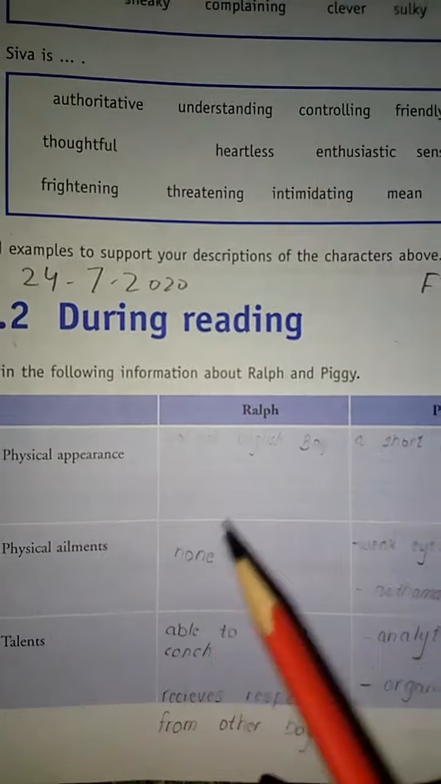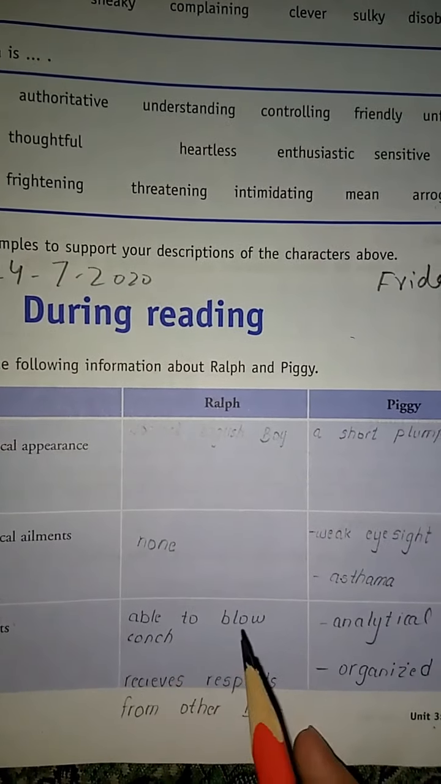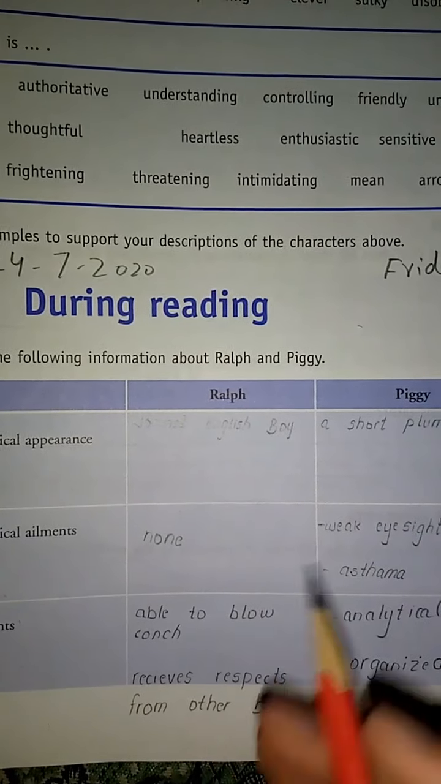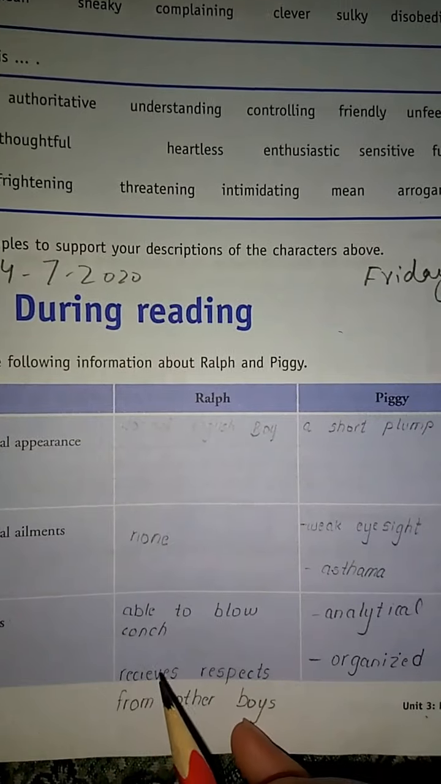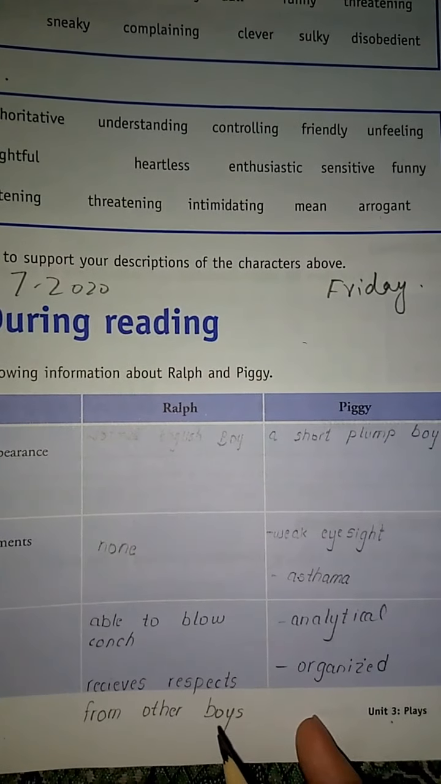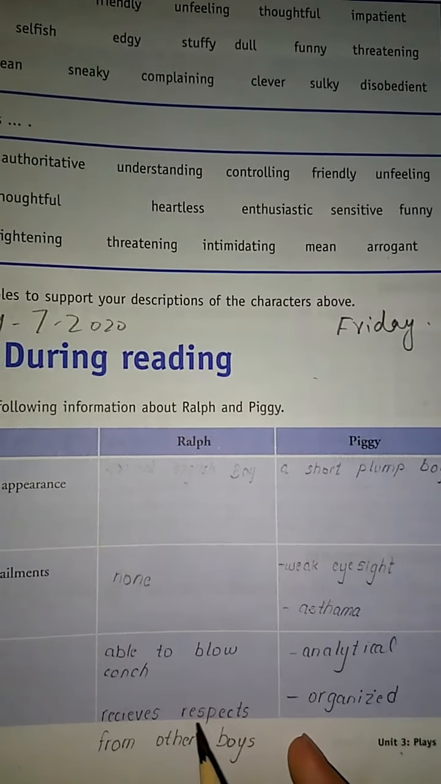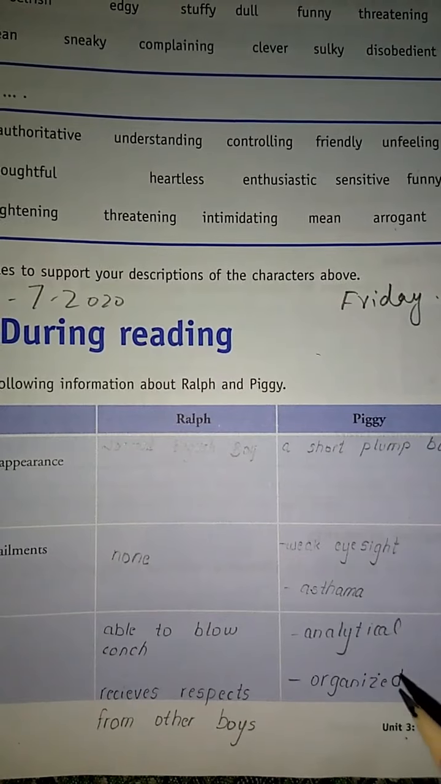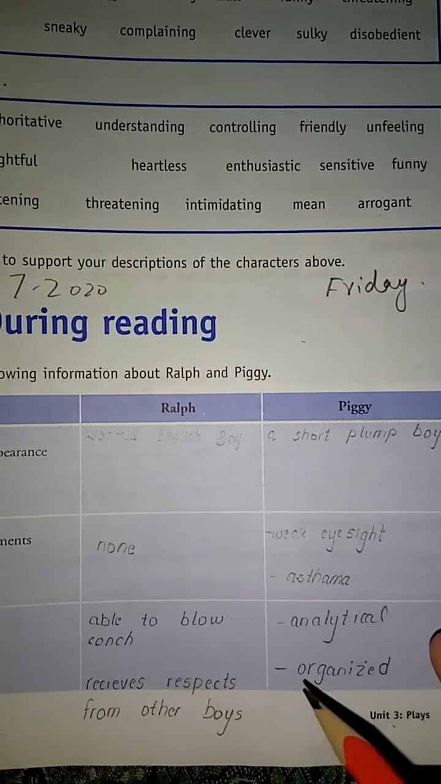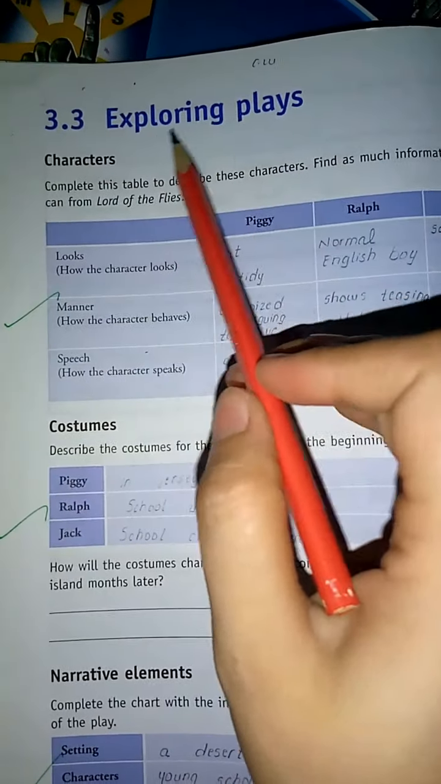Then talents. What are their talents? What is the talent of Ralph? He is able to blow the conch. That is, he was able to produce that tune, and he receives respect from the other boys. This is his talent, that he can easily receive respect from other boys. Then Piggy, he's analytical and organized.